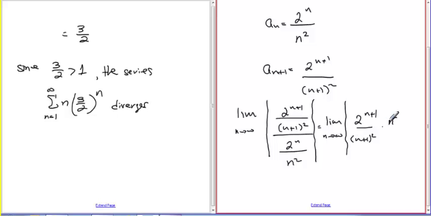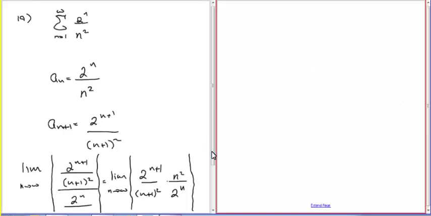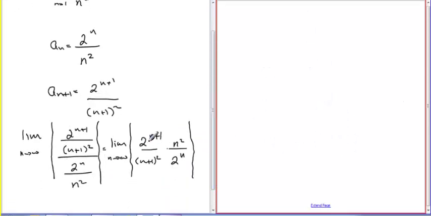So we get that. So what do we do? Well, again, the exponential ones we can simplify. 2 to the n plus 1 divided by 2 to the n is just 2 to the first power. So we just get 2. And the second part is n squared over n plus 1 squared.